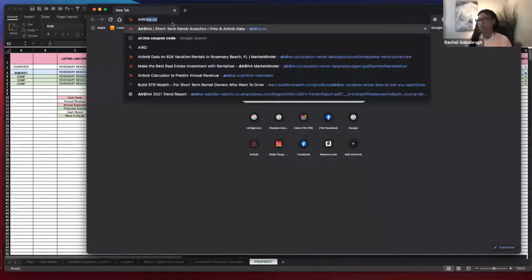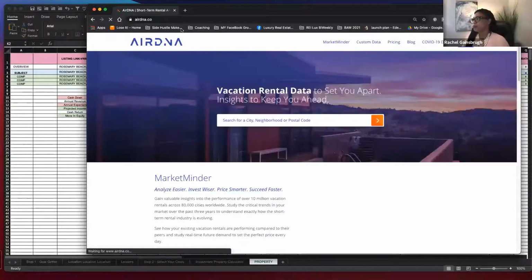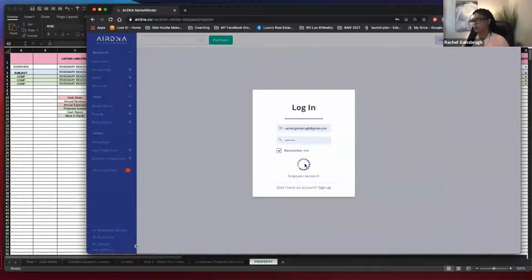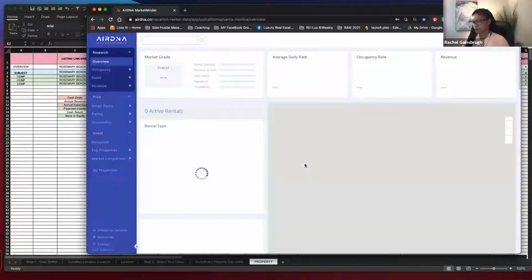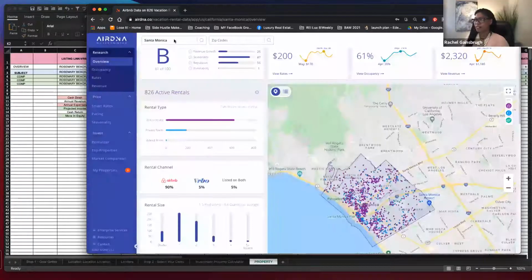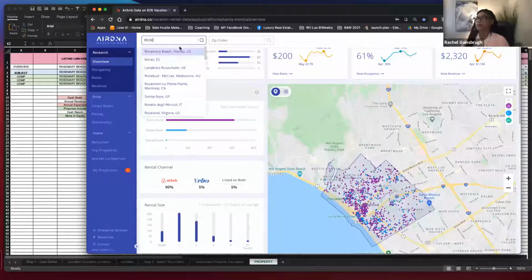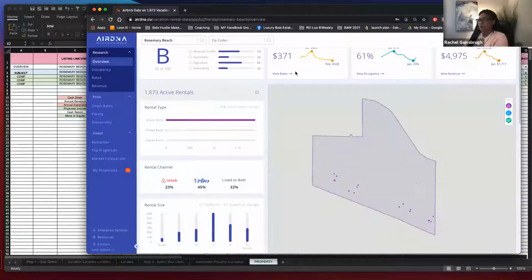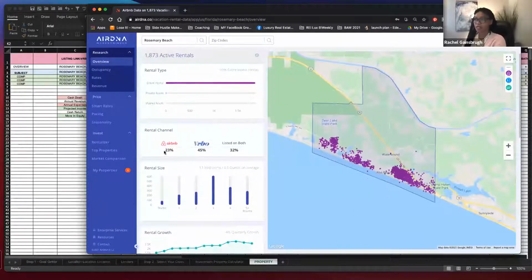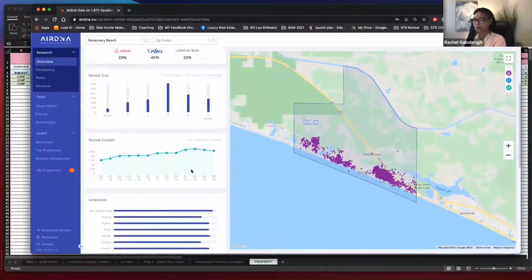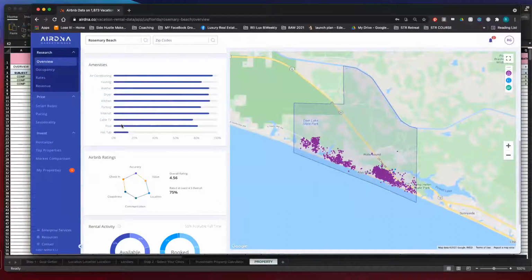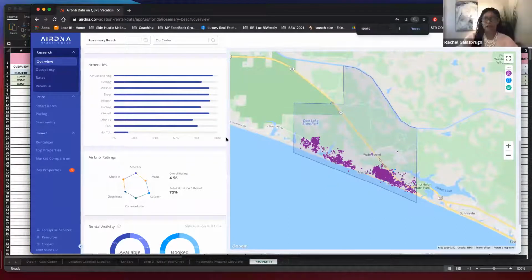log back into AirDNA. So I go to airdna.co. I log in. Okay. Stop having issues. Okay. Can you see amenities now? Yes. Awesome.